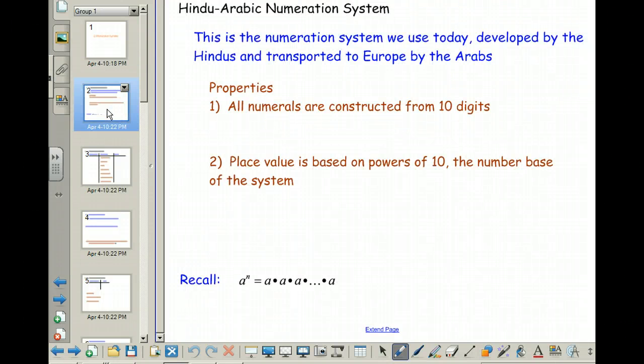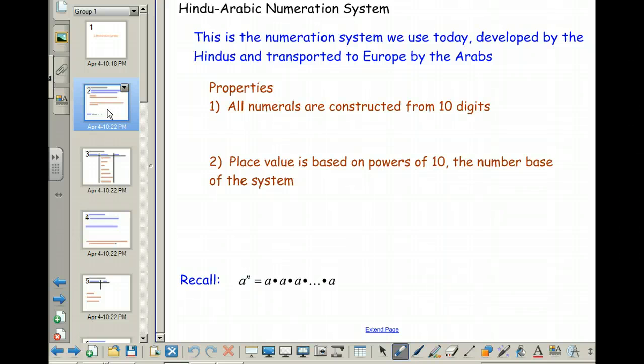Okay, we're going to talk about numeration systems, and the first one that I want to talk about is ours, just briefly. Our numeration system is called the Hindu Arabic numeration system, and the reason it's called that is because the Hindus are the ones who created it, and the Arabs are the ones who moved it into the Western world, so to speak. Okay, so that's the numeration system that we use, the Hindu Arabic numeration system.